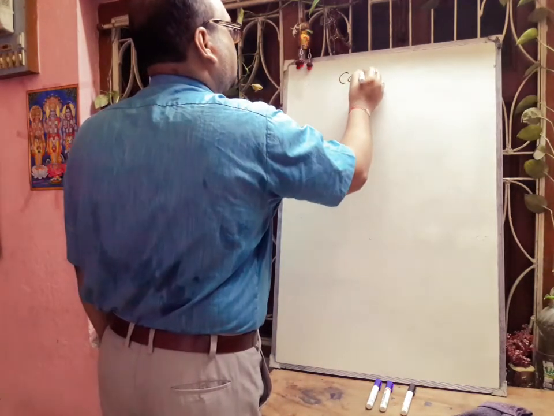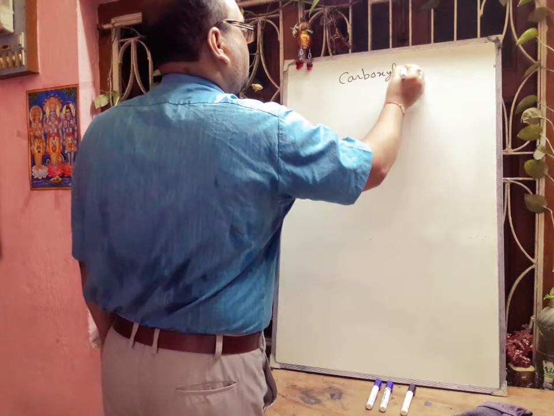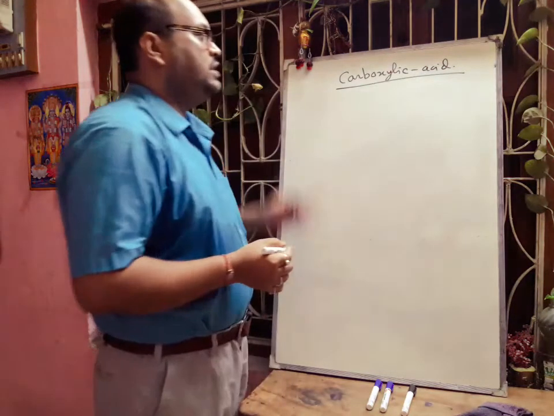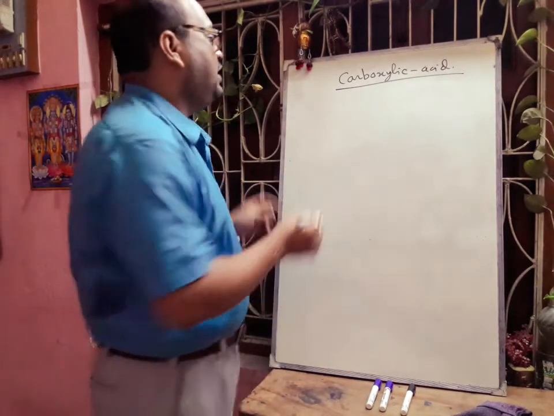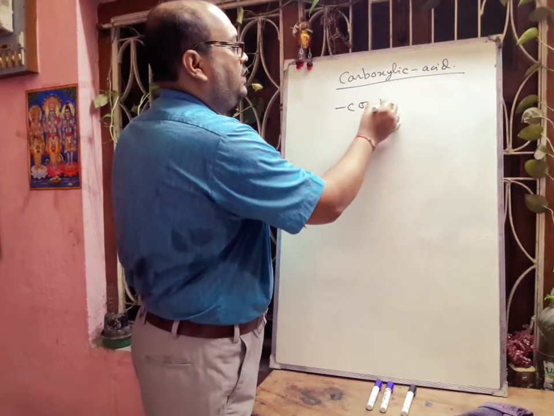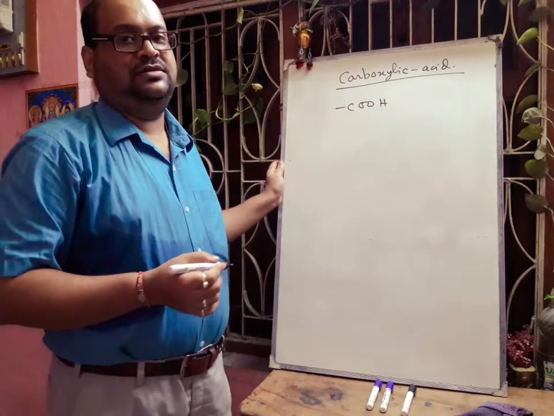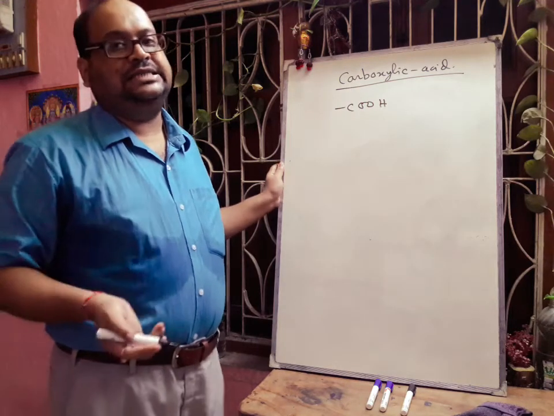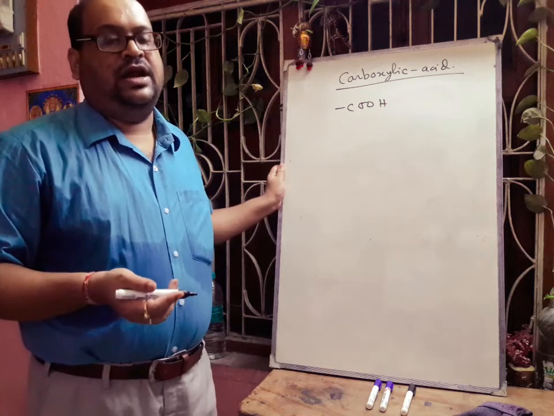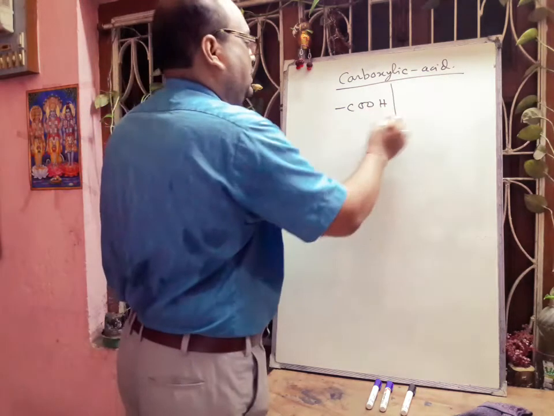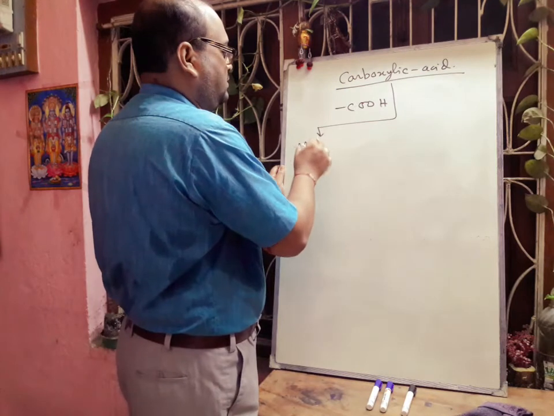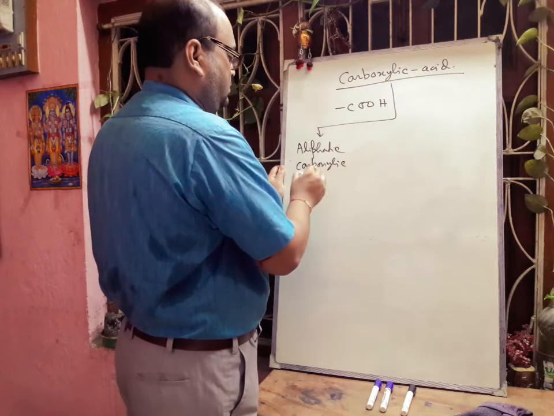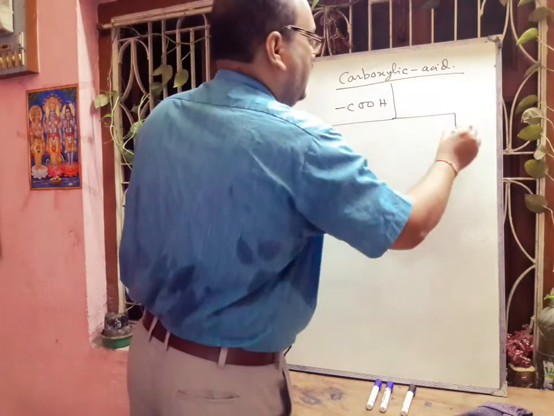Carboxylic acid. So definitely carboxylic acid is an organic compound. Whenever you attach this group, that means COOH, then it is called carboxylic acid. So organic compounds having COOH group in their structures are known as carboxylic acid. Now carboxylic acid may be classified into two categories. One is aliphatic carboxylic acid. Another is aromatic carboxylic acid.